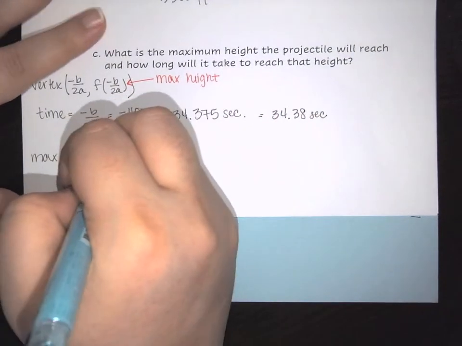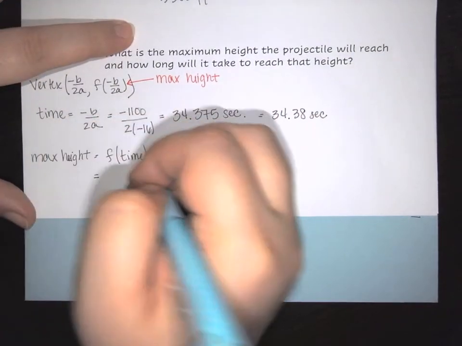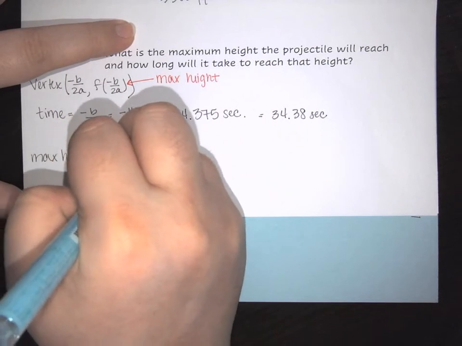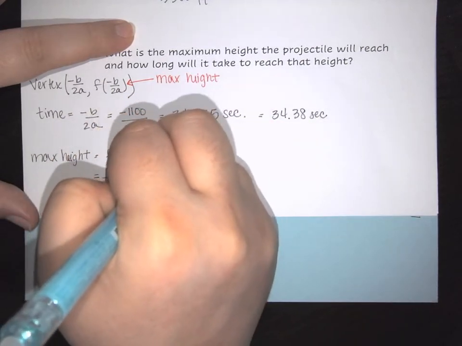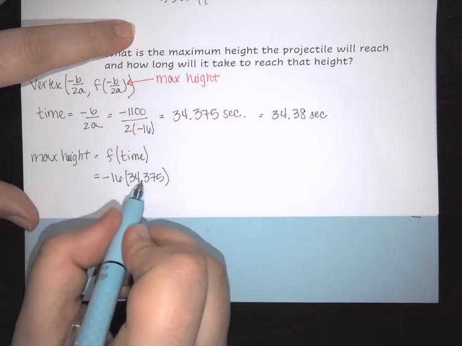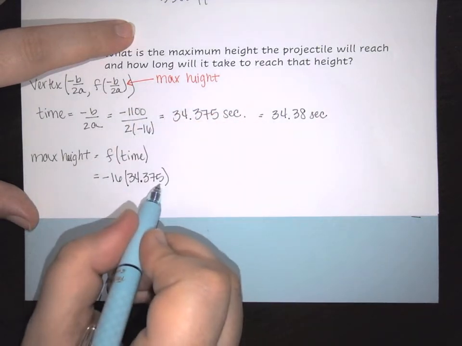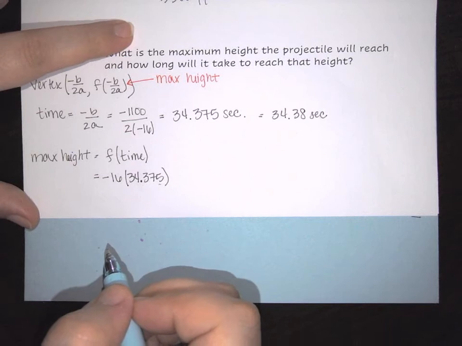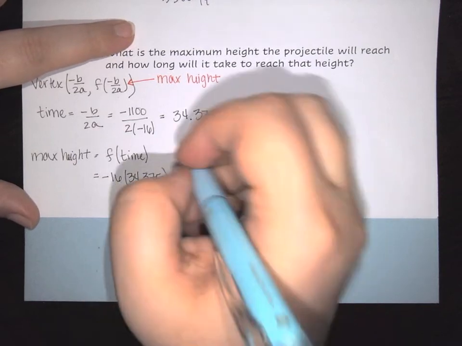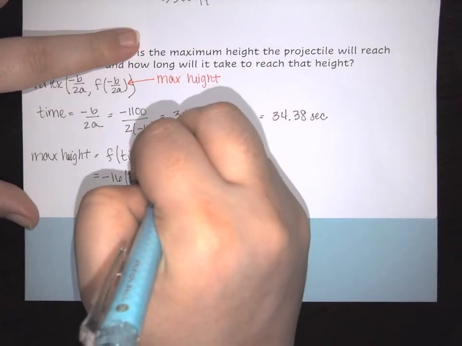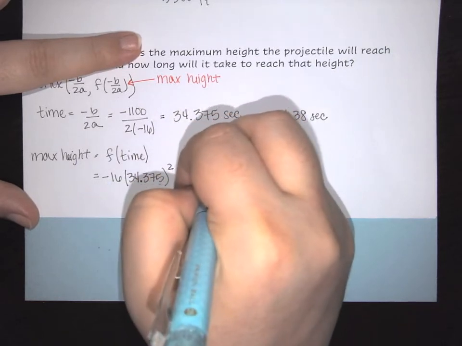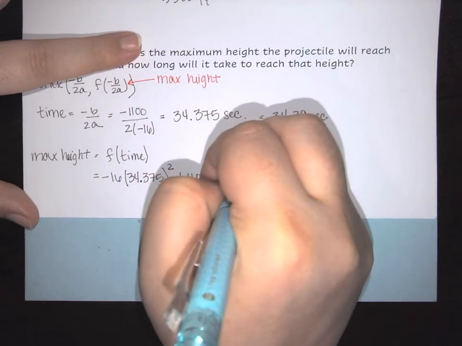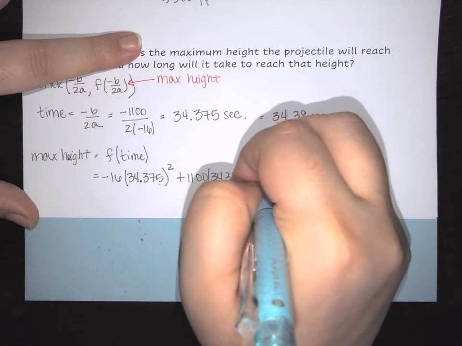So in this case, what we're talking about is negative 16 times 34.375, and the reason why I'm using 375 is because this is an exact decimal, and so I'm going to go ahead and use the exact version. Okay, and we're going to square that. We're going to add it to 1100 times 34.375, and we're going to add that to 200.